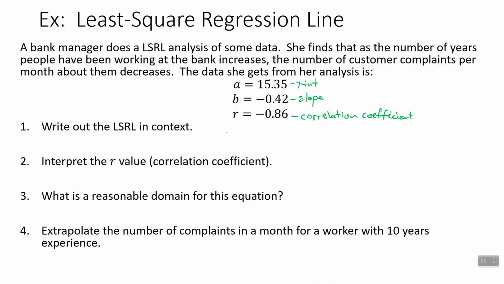Write out the least squares regression line in context. So we've got the predicted number of customer complaints. So the predicted complaints, that's what was decreasing, equals our y-intercept, 15.53, plus negative, so we could say minus 0.42 times, and she finds that the number of years people have been working. So our x is years working.